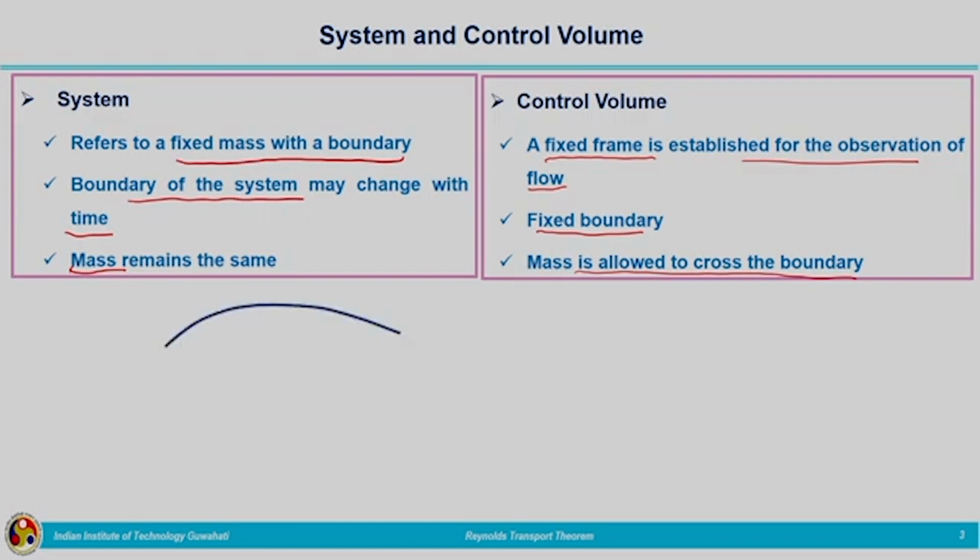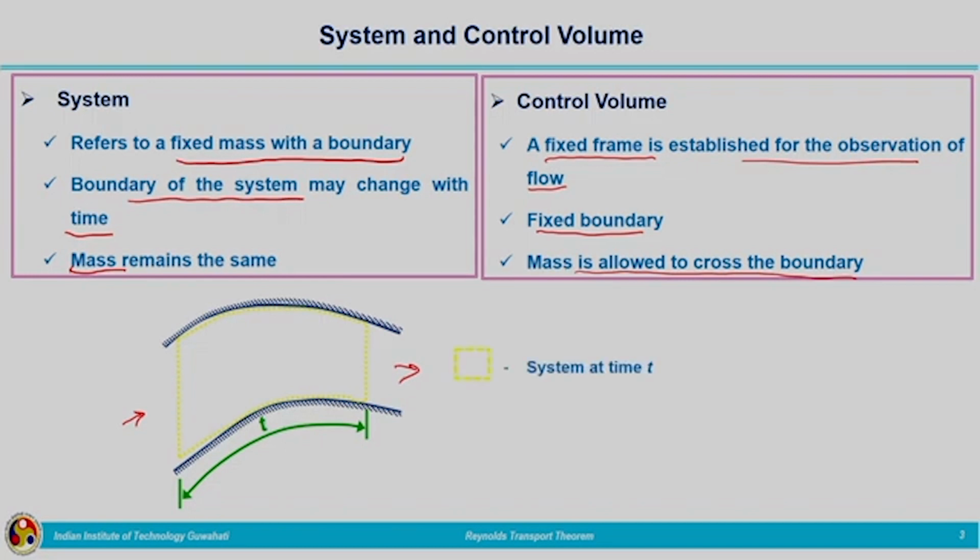We can consider an example to understand the system and control volume. Let us take a domain in which fluid flow is taking place. Within this region fluid flow is taking place from left to right, and we are considering the system at time t, that is represented by the yellow dotted line. The fluid within this flow field contained within this yellow dotted line is what is considered as the system at time t. Now, when we are talking about the control volume, we are considering the same region as the control volume. This is our frame of reference.